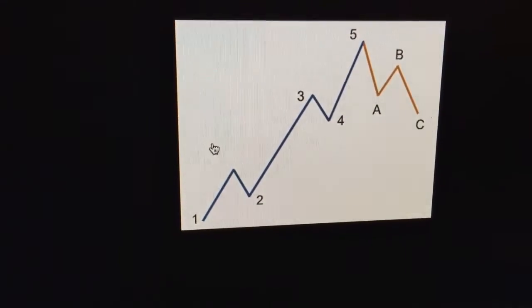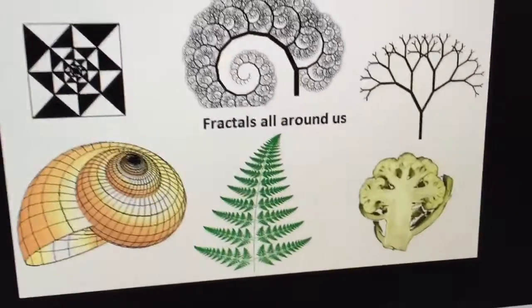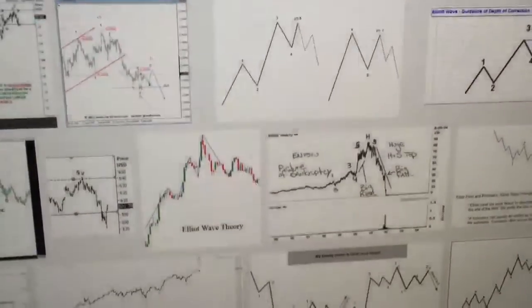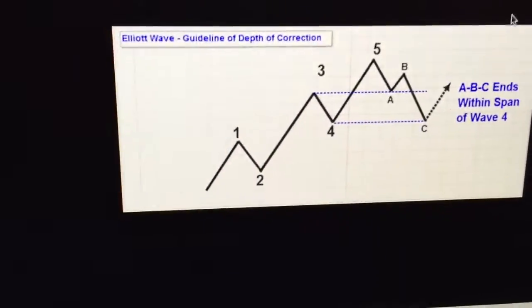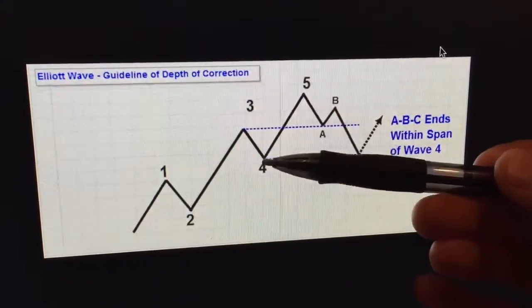Now, let me drop the F-bomb. The Elliott wave is actually built upon a fractal, and that's built upon Fibonacci. So to keep it simple, I just like to look at it this way and go, okay, the first wave, second wave, third wave, fourth wave, fifth wave.